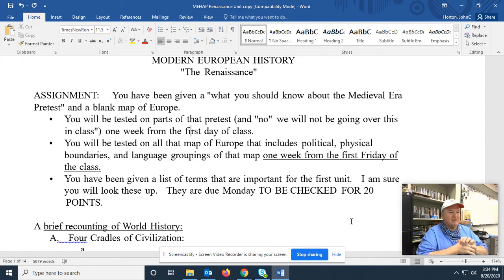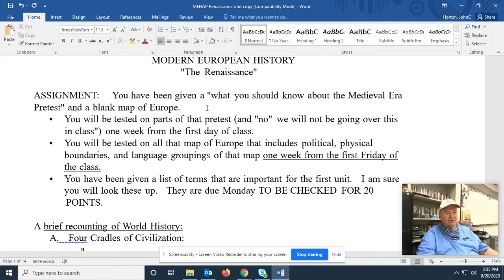These study guides, though, were written for a non-COVID world. And right now we're stuck in a COVID world. So particularly in the beginning, there'll be some things written in the study guide that if you have problems about, you should ask me about first. For example, look here, see my cursor, where it talks about the blank map of Europe. What you should know about the medieval pretest and blank map of Europe.